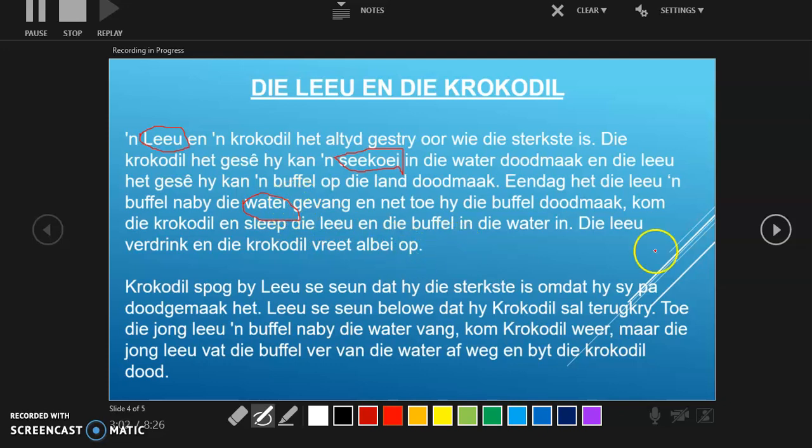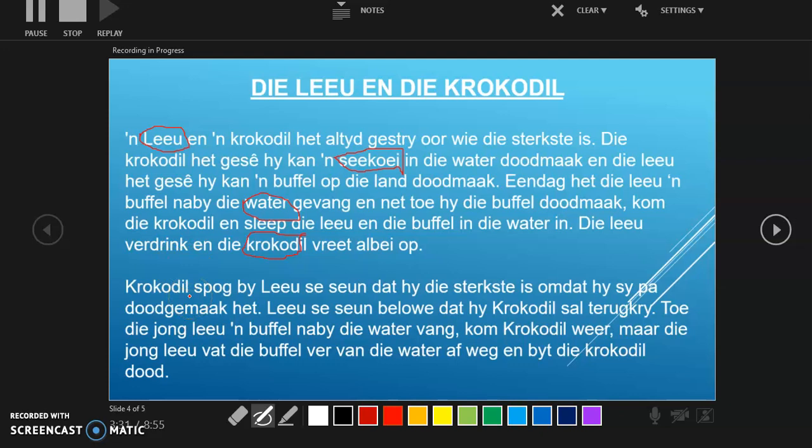Right. And then our last sentence from this paragraph. Die leeu verdrink en die krokodil vreet albei op. Right, so again, daar het ons vir leeu en vir krokodil, but we have used leeu before, so I'm going to take crocodile.